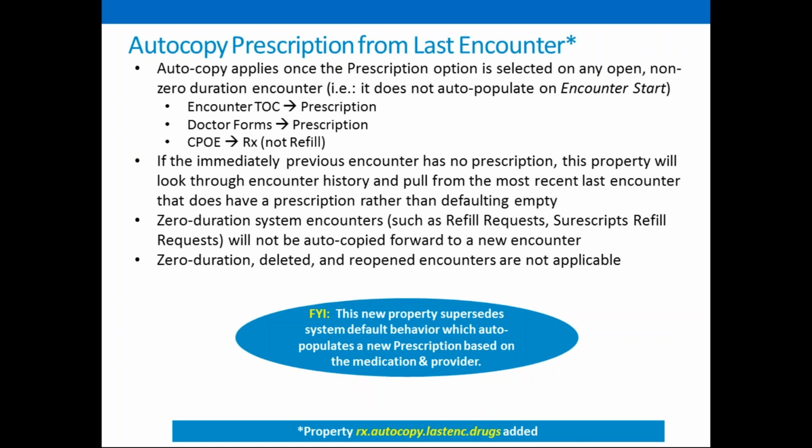Another encounter level functionality part of Denali is autocopy prescription details from the last encounter. Now this is an exact autocopy from the last non-zero duration encounter, meaning the last live visit that the patient had in your office. If there was a prescription, it will autocopy completely. Dosage, strength, frequency, dispense quantity, etc. Now, of course, you can change it if you want to at that level. This is in addition to, or instead of, rather, your existing prescription logic. So this, again, is something you do not have to turn on unless you want it.